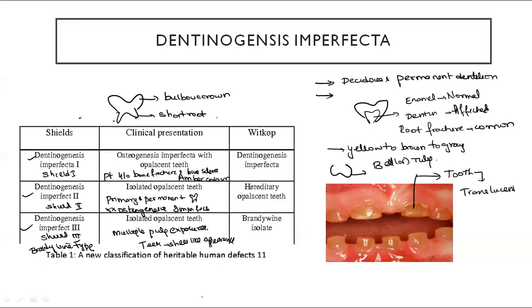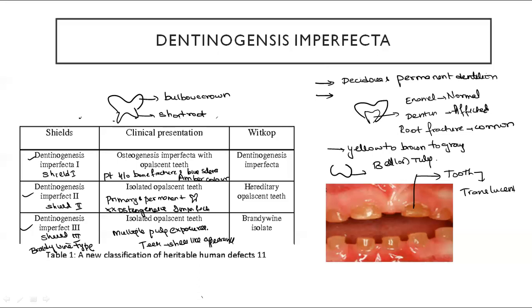Now you have three types of Dentinogenesis Imperfecta: type 1, type 2, type 3. In type 1, it occurs in conjunction with Osteogenesis Imperfecta. The patient has a history of bone fracture and blue sclera, and the color of the tooth is amber. Type 2 or Shield 2 is not associated with Osteogenesis Imperfecta. It also occurs in both primary and permanent teeth.